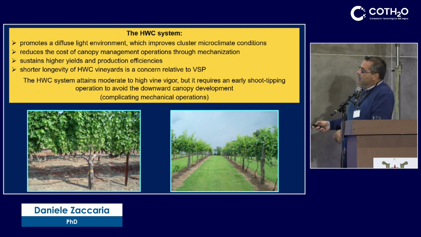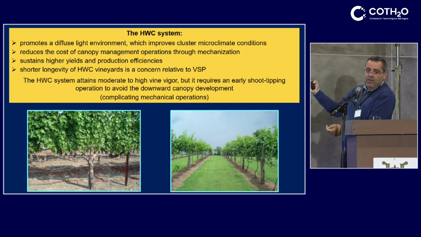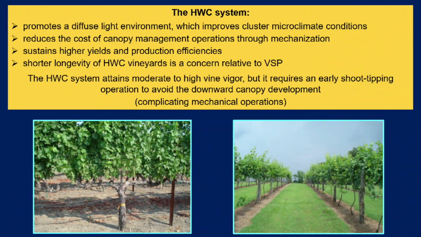So just a little bit of information about the high wire cordon for those of you who are not involved in production. The high wire cordon promotes a diffuse light environment for the canopy, and this improves the cluster microclimate conditions in a climate like Chile, and also in humid climates. It can reduce the cost of canopy management because of the possibility to mechanize, and often sustains higher yield and production efficiency.